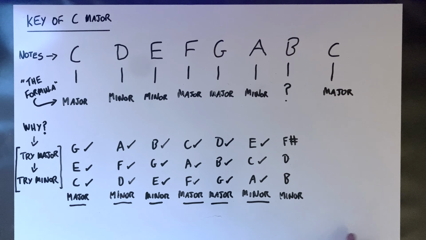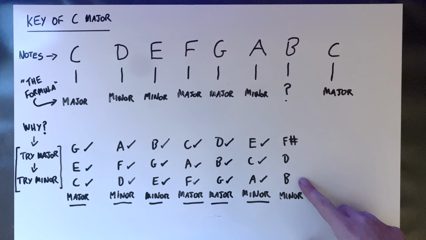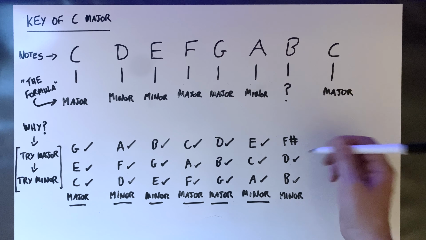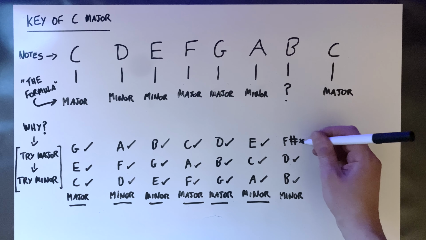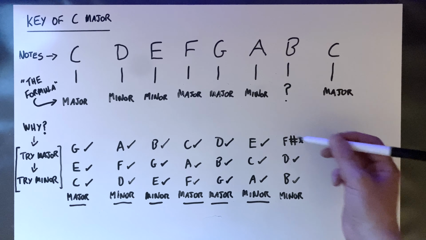So let's now look at B minor. So let's look at the triad B, D and F sharp. Is B in the C major scale? Yes, it is. Is D in the C major scale? Yes, it is. Is F sharp in the C major scale? No, it's not. So we've got closer. We've got 2 of the 3 notes of the triad contained.